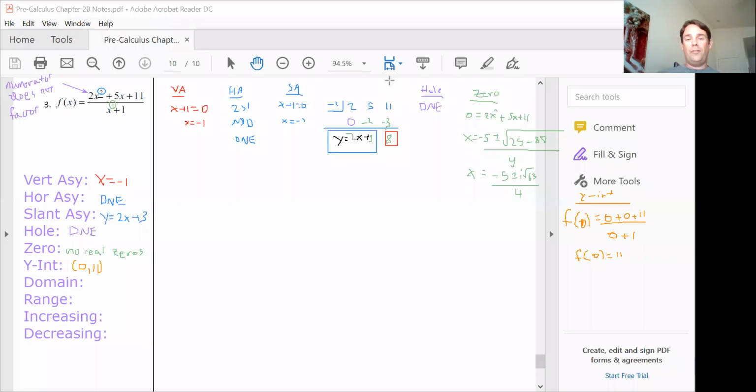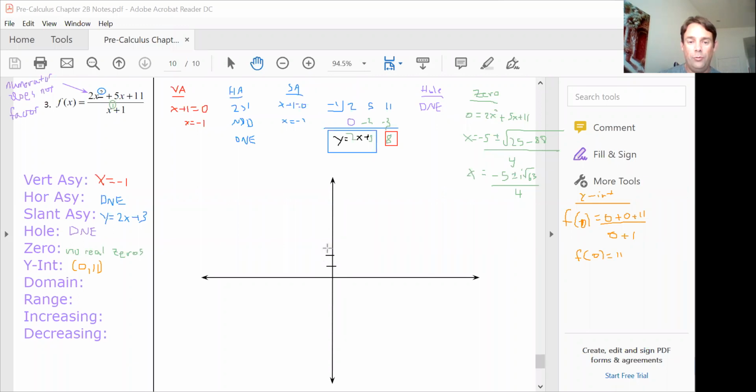Well, that means that this graph here is going to be huge. Let's make a big graph so we can see the dumb thing. And if you guys don't mind, let me put some lines up here.